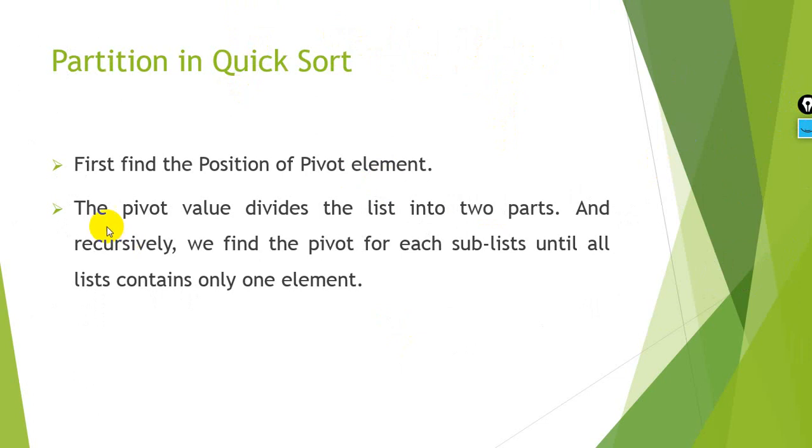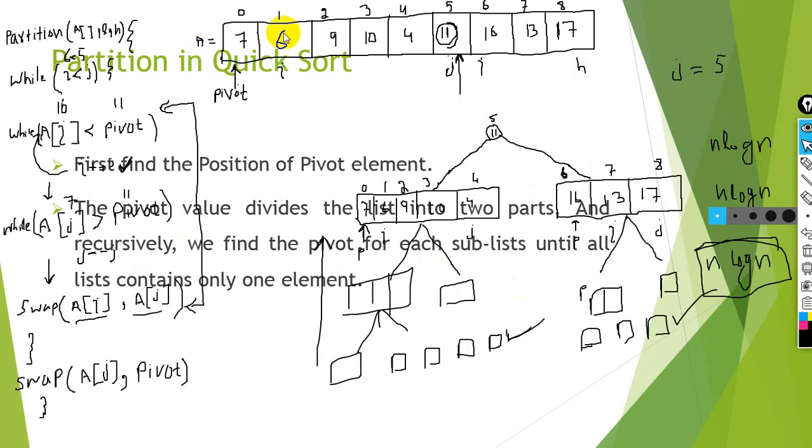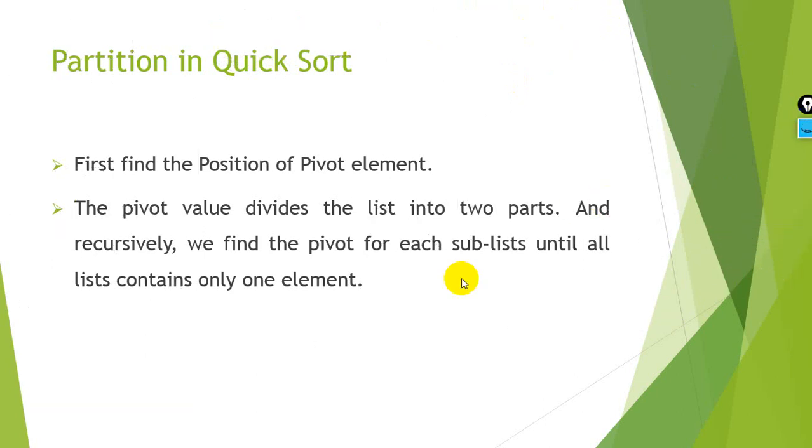The pivot value divides the list into two parts, and recursively we find the pivot for each sublist until all lists contain only one element. What does it mean? For example, here I found the actual position of this pivot element; on the left side we have the smaller values than the pivot value, and on the right side we have the greater values. So now the pivot value will divide it into two lists, and we will do this process again and again, recursively.